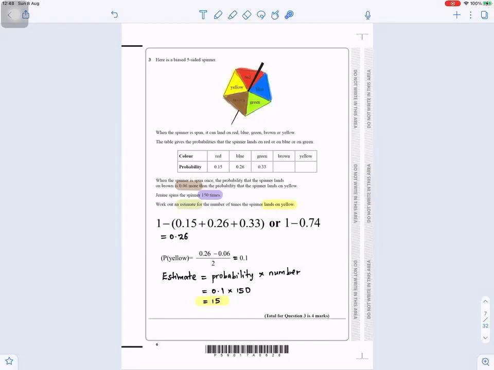So total probability adds up to 1. So 1 minus (0.15 plus 0.26 plus 0.33) you will get 0.26. So probability of yellow is 0.26 minus 0.06, divided by 2, which is 0.1. So estimate is probability times a number. The probability is 0.1. The number of times is 150, and that gives you 15.